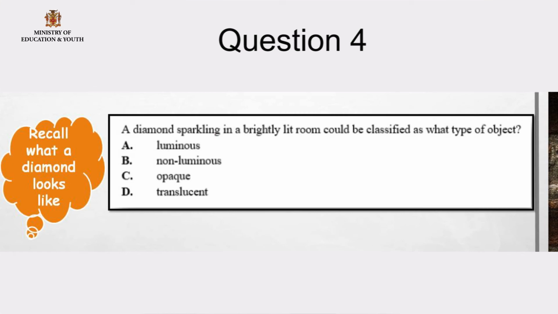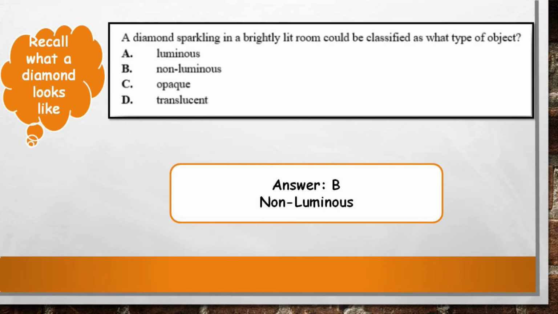Now, is it that the diamond produces the light of itself? Is it a luminous object? Can it produce light? Or does it just reflect the light? Is it an opaque object? No, we just said that the diamond is transparent. So it is not opaque, and it would not be classified as translucent, which allows only some light to pass through. So our best answer would be that the diamond, although it sparkles, is non-luminous. It does not produce its own light.